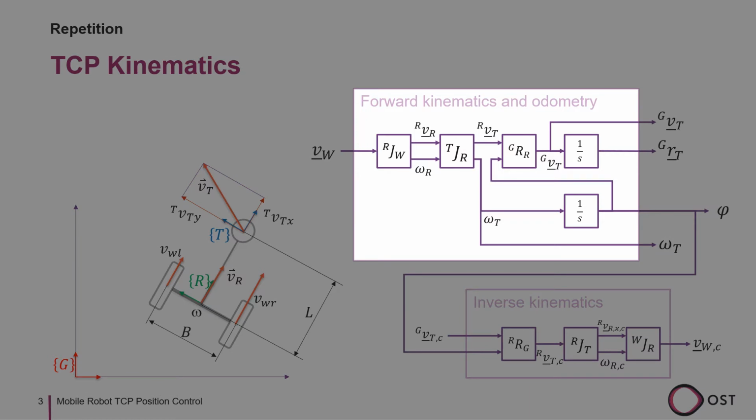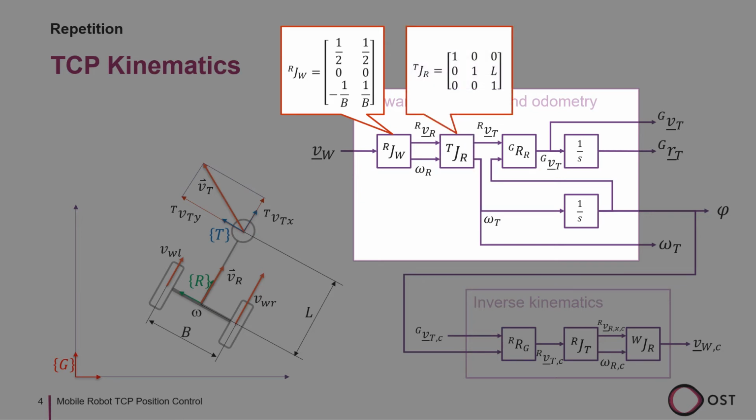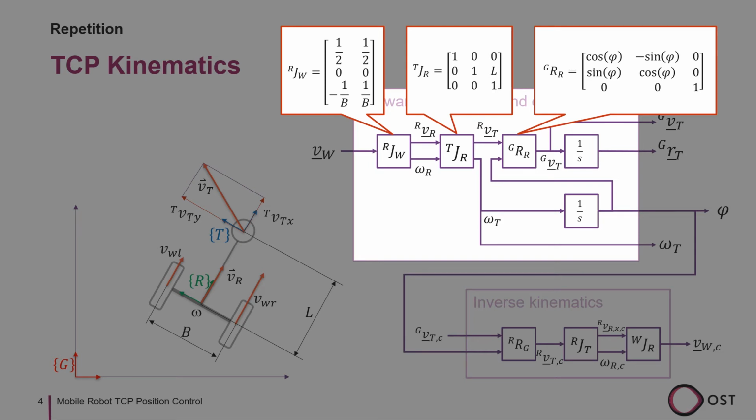With the forward kinematics and odometry, we can calculate the global translational and angular velocities and the global position and orientation of the TCP from the wheel velocities. For this, we use two Jacobian matrices, a rotation matrix, and two integrator blocks. With the first Jacobian matrix, we calculate the robot's translational and angular velocities in the robot frame. With the second Jacobian matrix, we calculate the translational and angular velocities of the TCP in the robot frame. Then, we transform the translational velocity of the TCP from the robot frame to the global frame with the rotation matrix. And finally, we integrate the translational and angular velocities to get the position and orientation.